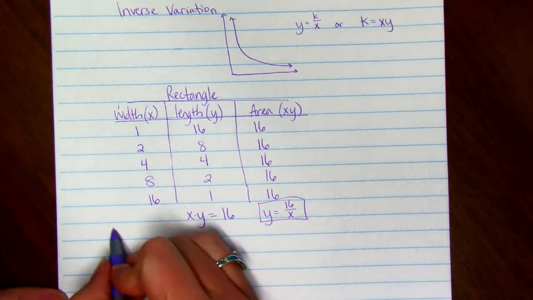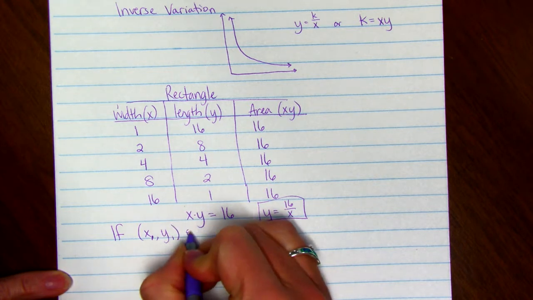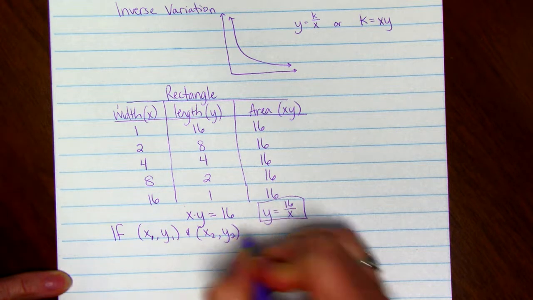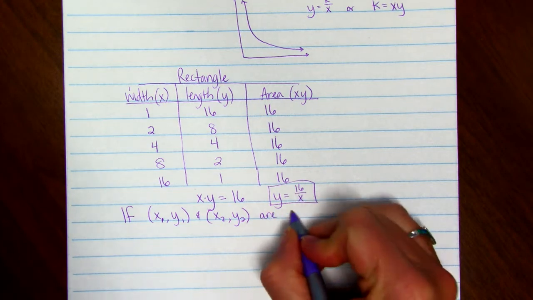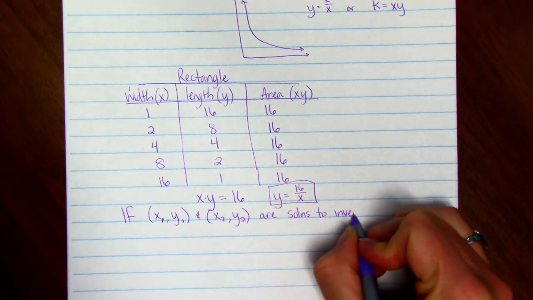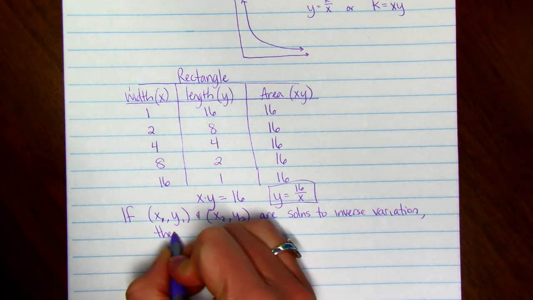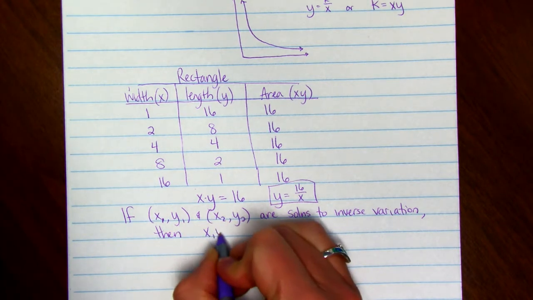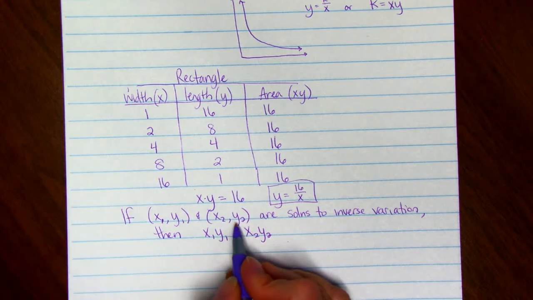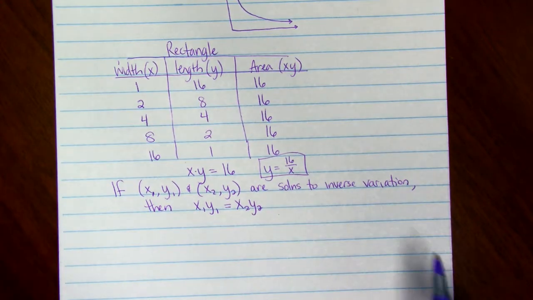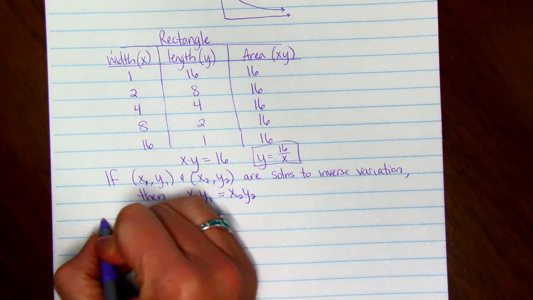Now, if you have two points, x1, y1, and x2, y2, and you know they are solutions to an inverse variation, then when we multiply the x and y of one point, it has to equal the x and y of the second point multiplied together. So it's a really good way to find a missing number in a set of points.